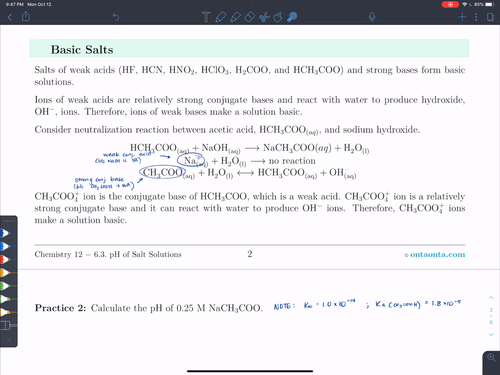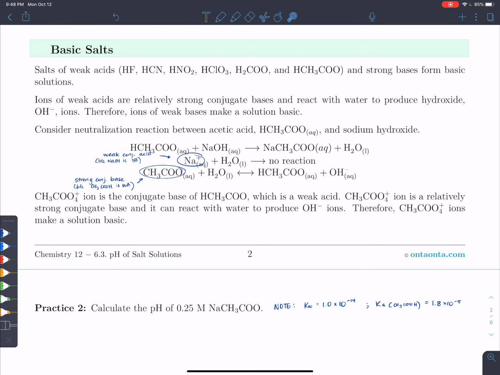Conversely, when we look at our acetate ions, we notice that this is a strong conjugate base to acetic acid, which is a weak acid. So this strong conjugate base is going to accept a proton from water, and when it accepts that proton from water, it's going to end up producing hydroxide ions. And the production of hydroxide ions means that our solution is going to be basic. So the driving reaction of our solution is the reaction of our acetate ions with the water to form hydroxide ions, and this is what dictates whether or not our solution is going to be basic.